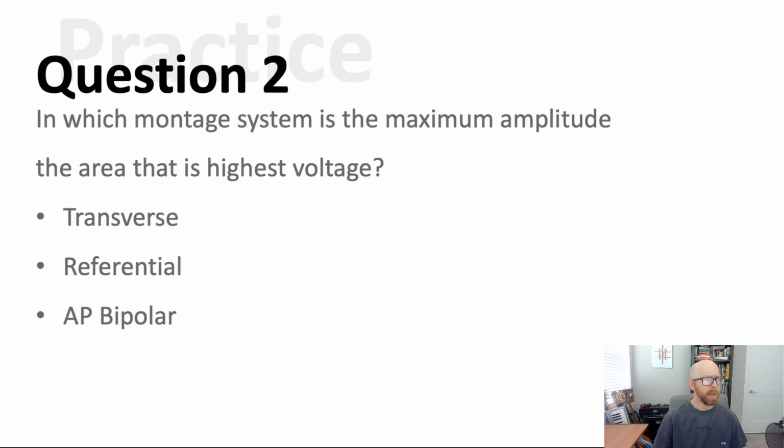Question 2. In which montage system is the maximum amplitude the area that is the highest voltage? If you recall back, we covered a couple of different montage systems. Would you say this would be the transverse montage, the referential montage, or the AP bipolar? If you answered the referential montage, you'd be correct. Again, the referential montage compares a lot of electrodes to a reference electrode. And you look for the electrode that's compared to the reference with the highest amplitude to say, hey, this is the point of maximum voltage.